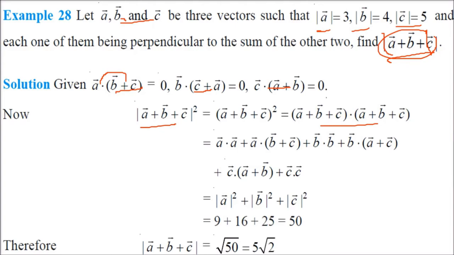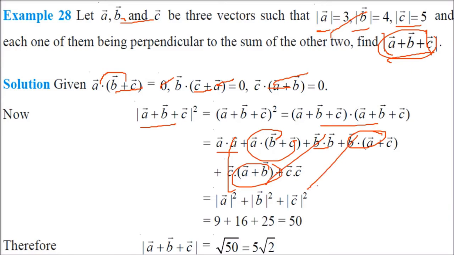Then, because we have to find the sum, we'll take the addition A plus B plus C and then square it. Squaring means we are taking the dot product, and we will properly take the multiplication here. Every A has to be multiplied by A, B, C, B has to be multiplied by A, B, C, and C has to be multiplied by A, B, C, but we have to take care of the dot product.